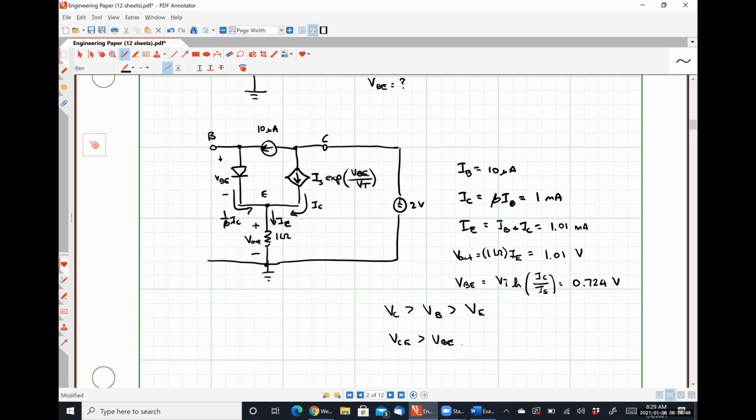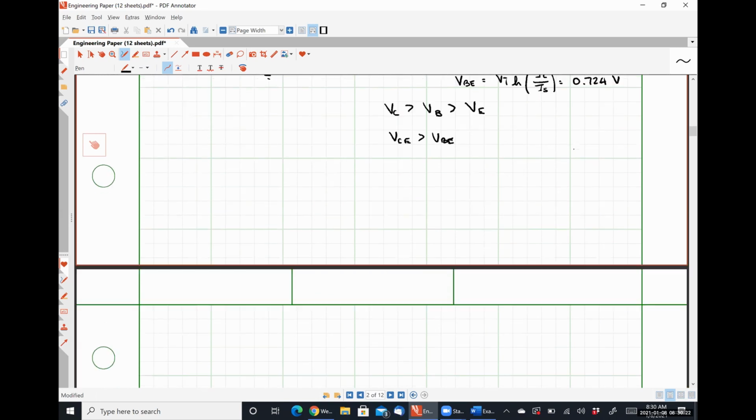So is VCE greater than VBE? Well, we know VBE is 0.724 volts. VCE is going to be 2 volts minus 1.01 volts, which is 0.999 volts. So yes, VCE is greater than VBE, and we're still in the forward active region. Seem okay? Anybody got any questions about this one? All right, let's do one more and then we shall move along.